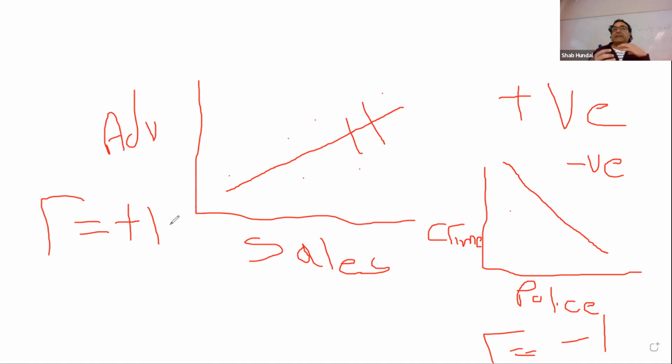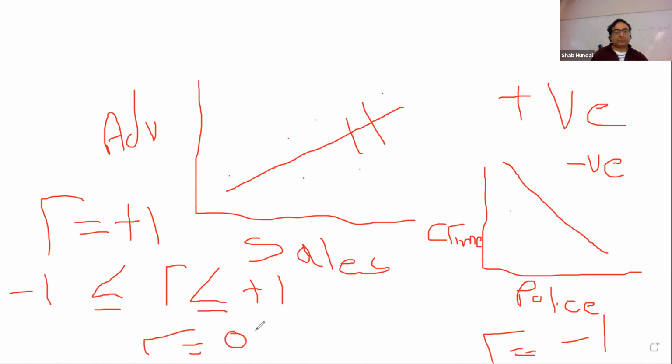So the correlation is either perfect or less than perfect, okay? So anyways, your correlation highest is +1 and your correlation least is -1. And if there is a zero correlation, it means no correlation. So zero is in between, of course, -1 to +1.